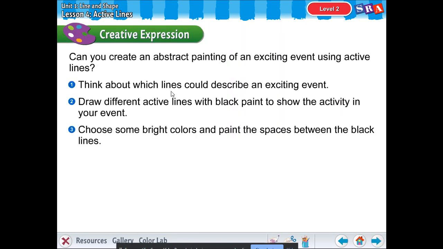Okay. So, can you create an abstract painting? An abstract painting means it doesn't look like anything. It's just a bunch of lines and it doesn't look like a real picture of anything. Okay? So an abstract painting of an exciting event using active lines, think about which lines you could use to describe an exciting event. Draw different active lines with black paint to show the activity in your event. Choose some bright colors and paint the spaces between the black lines. You don't have to do this. If you have paint at home, do it and then send me a picture of it. I would love for you to do this.